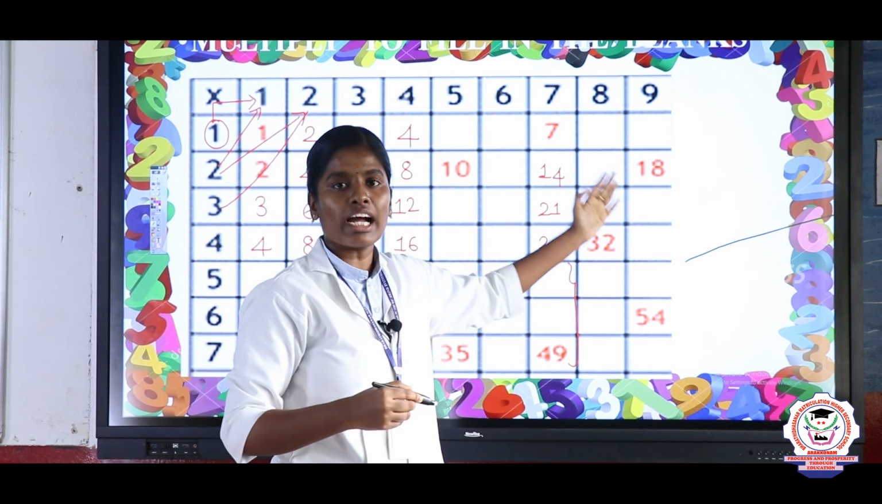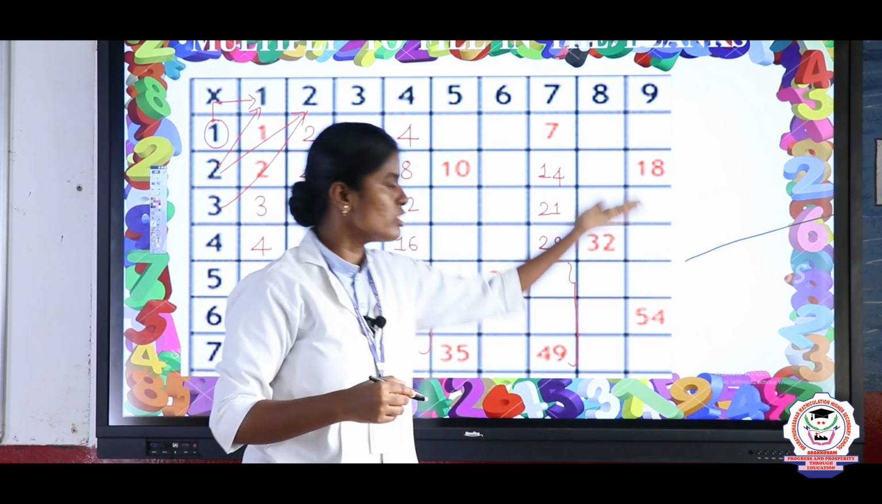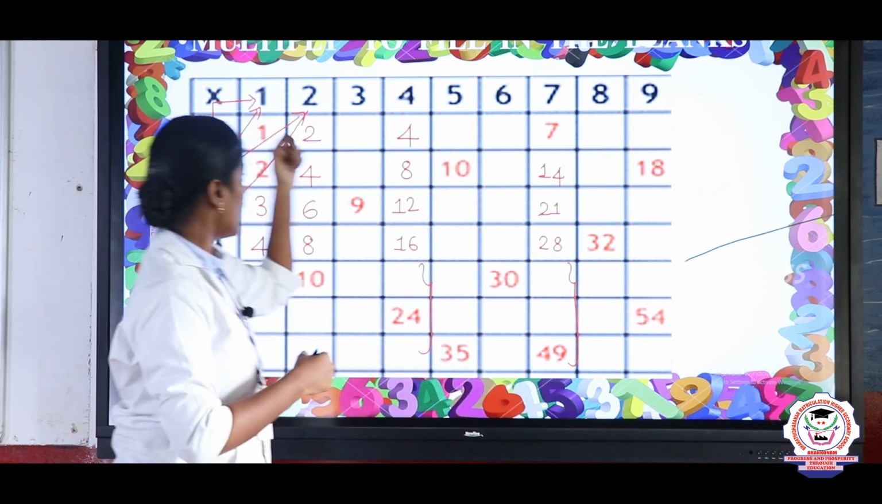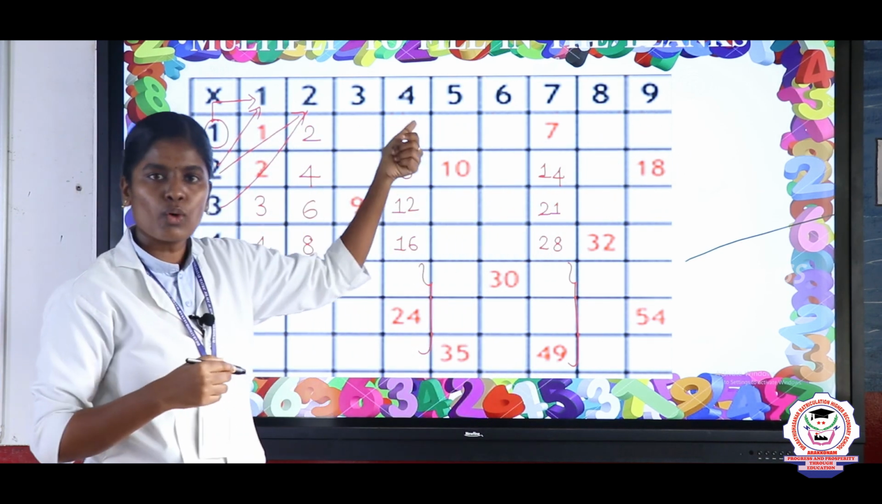Remaining we have 8 and 9 table. So my dear students, you will do 8 table. Now I am going to explain 9 table. Now you take 9 and then 1. So 1 nines are, what is the answer?